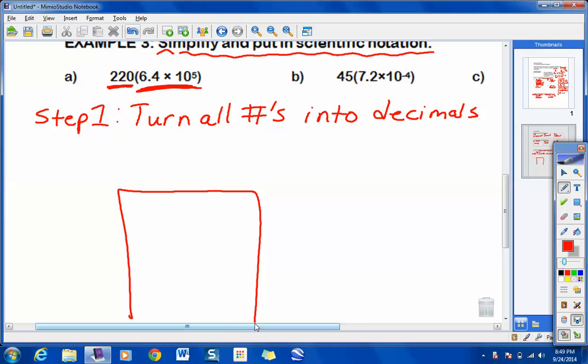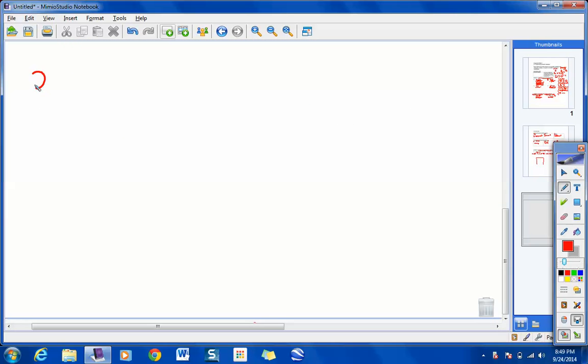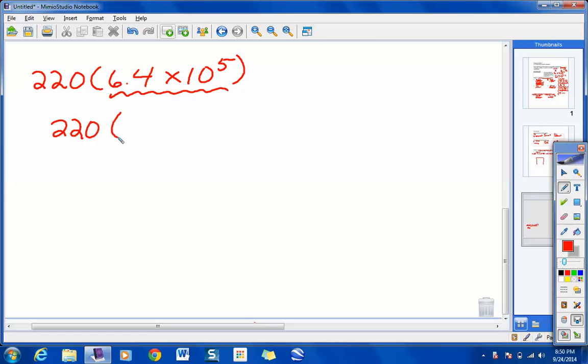So, letter A, I'll rewrite it here real quickly. It simply says 220 times 6.4 times 10 to the 5th, okay? And again, we're going to put our answer in scientific notation in the end, but I'm stressing to you that we should put everything in decimal notation first, and I think you'll understand why as I work through this, okay? So right here, my number in scientific notation is 6.4 times 10 to the 5th. My job here is to turn that to a decimal.